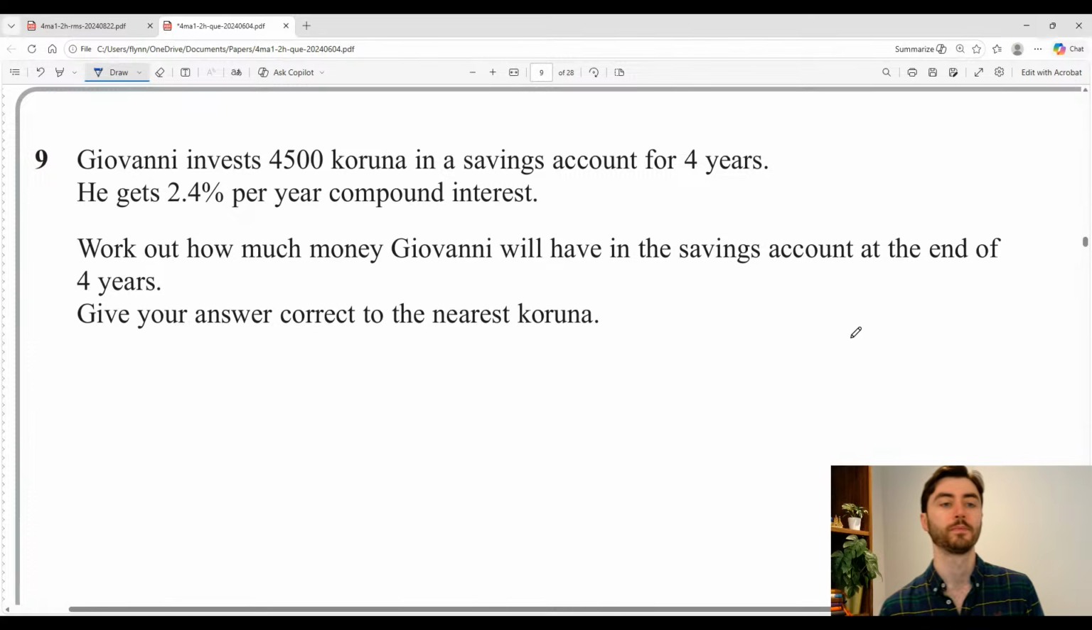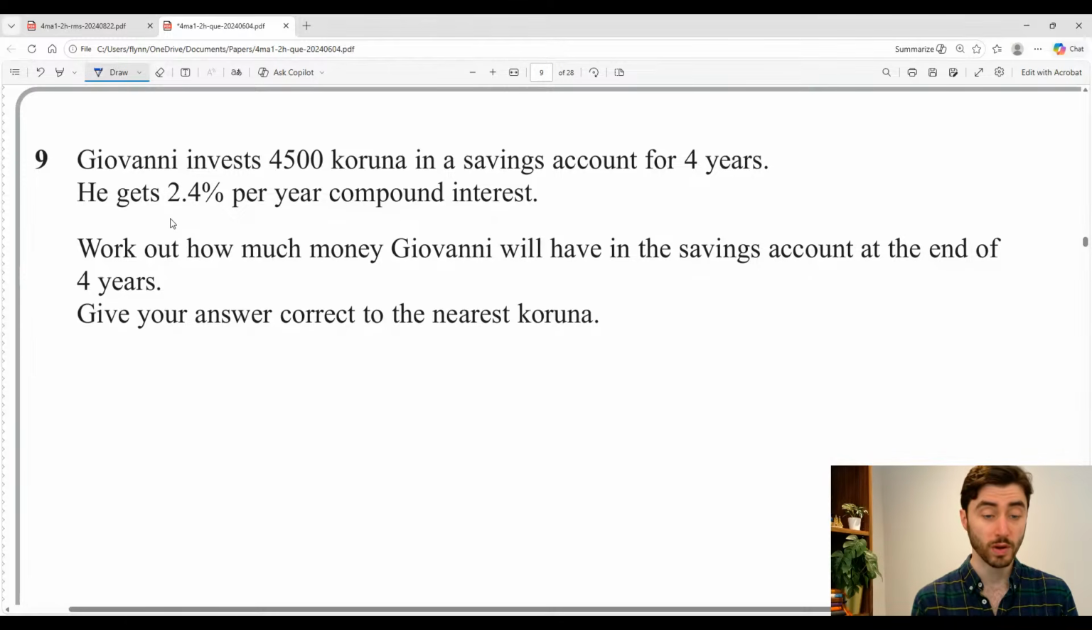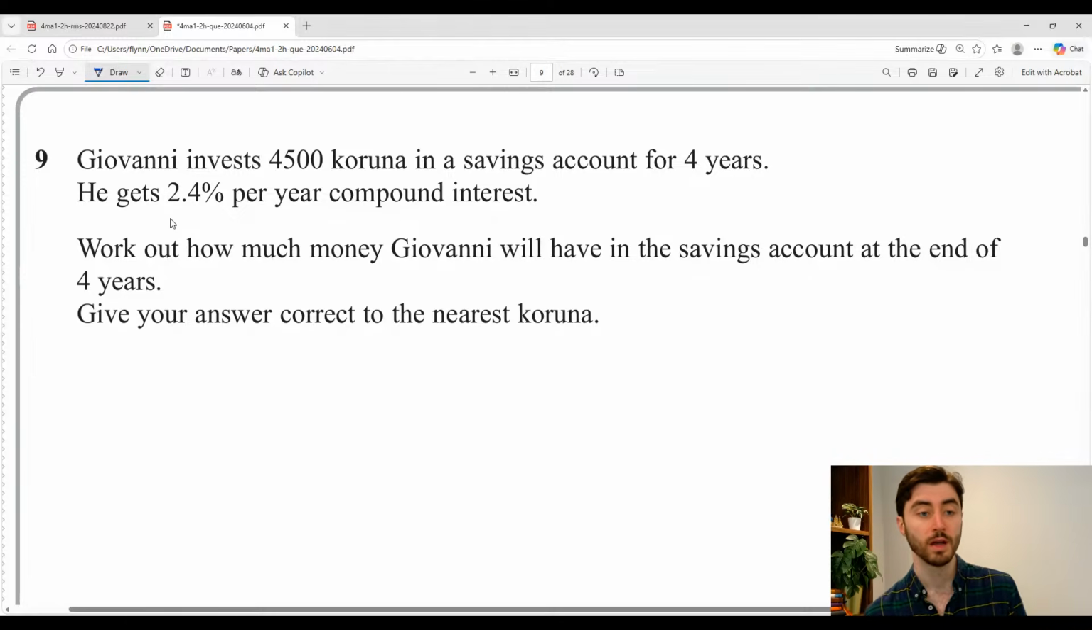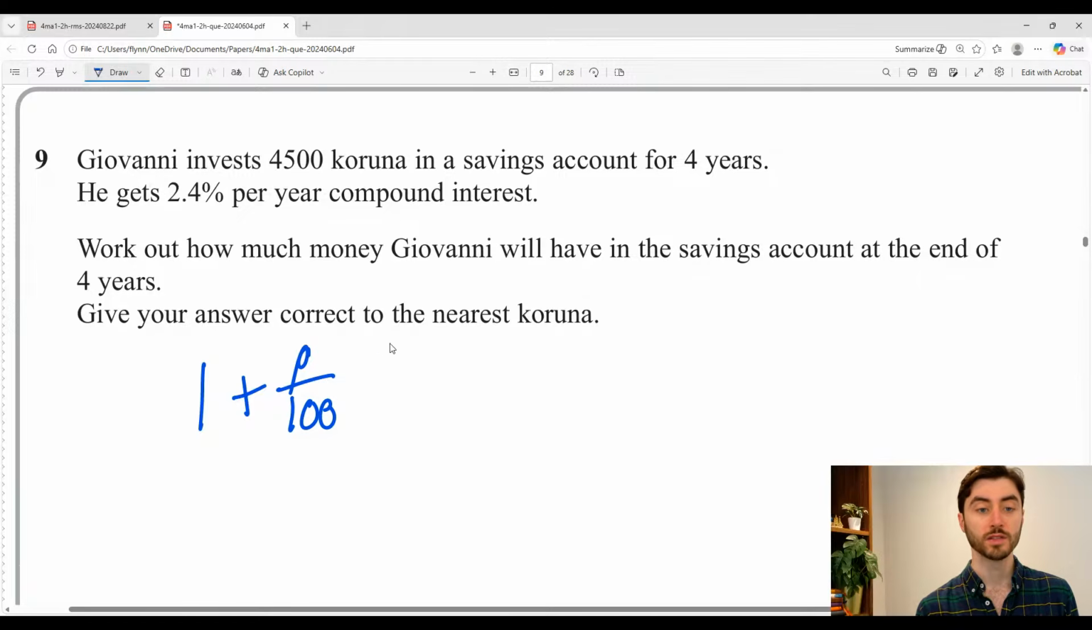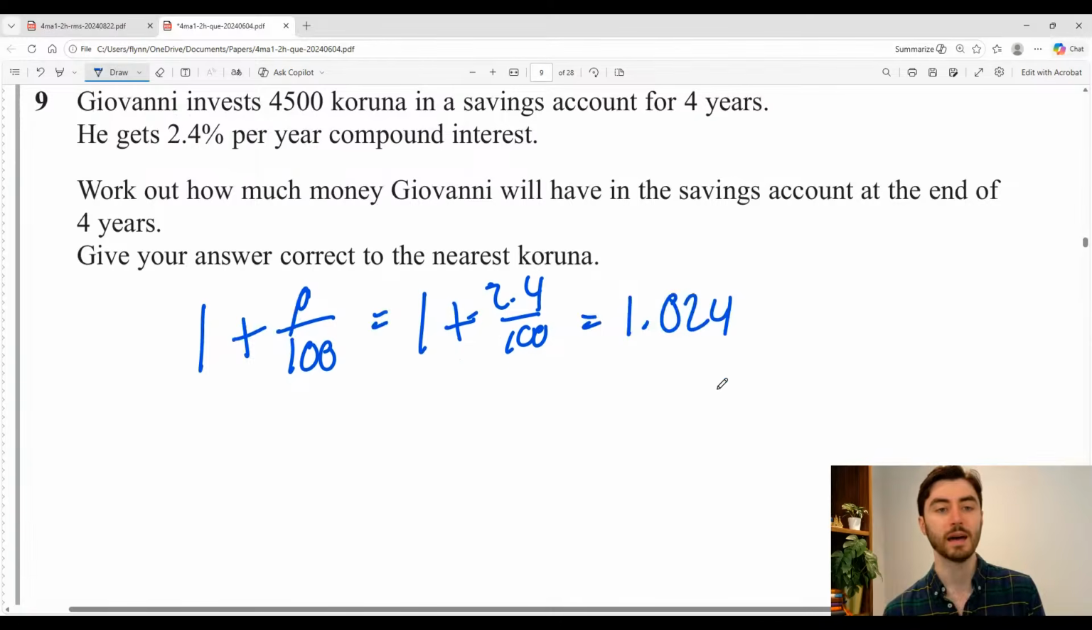Right, next. Someone's investing 4,500 koruna in a savings account for 4 years. We have 2.4% compound interest. Work out how much money at the end of 4 years. Right. Well, the first thing you've got to know is that when you have compound interest, there is a sort of multiplier, which is 1 plus p over 100. So in this case, that turns into 1 plus 2.4 over 100, which is 1.024.